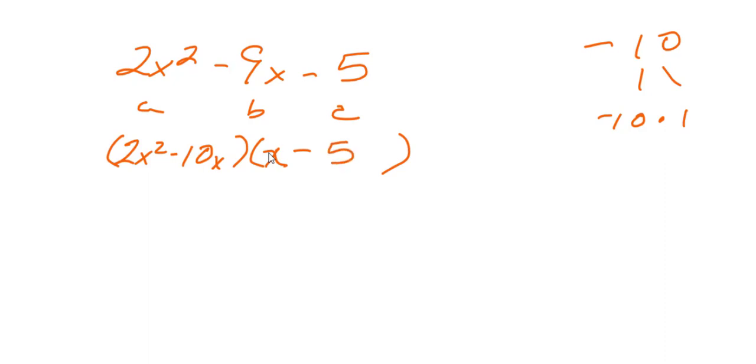Now we'll continue the same pattern as we did before. Let's factor out this first binomial. And notice the 2 and the 10. What do they have in common? They have a 2. They have a 2x actually. So let's pull out the 2x, and we're left with x minus 5.